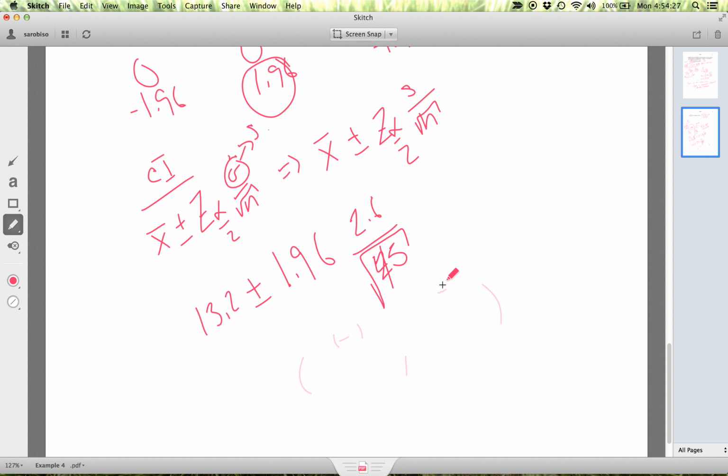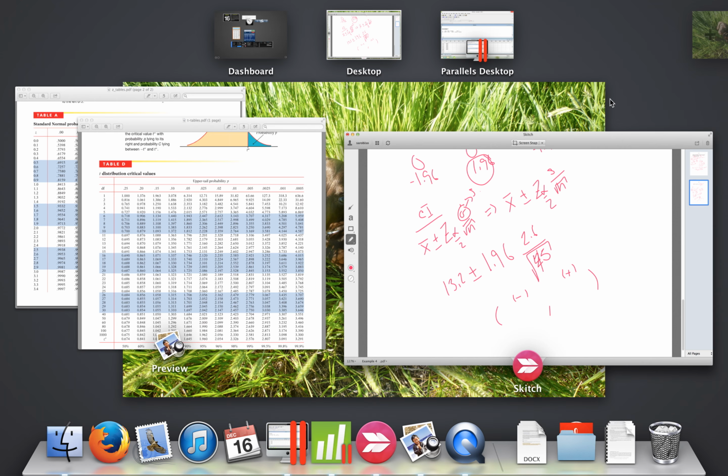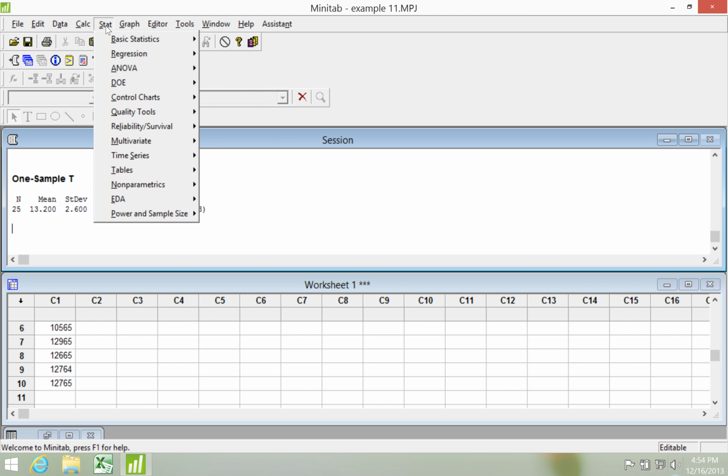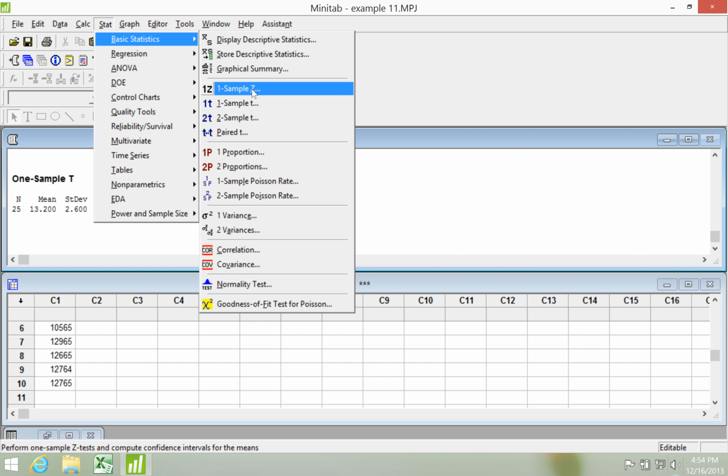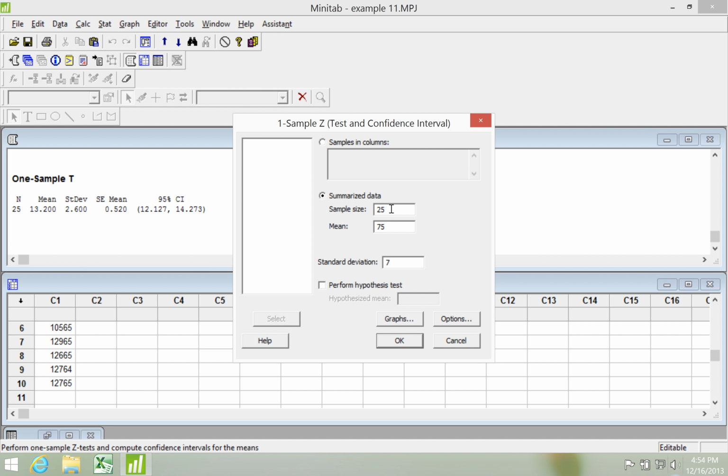Let's see how Minitab calculates this. In this case, we're going to Stat, Basic Statistics, and One Sample Z. We're using the normal distribution because n is large. Even though we do not know sigma, we know that the central limit theorem will make this situation into a normal distribution. The sample size has changed here to be 45. Our average was 13.2, and our standard deviation was 2.6.